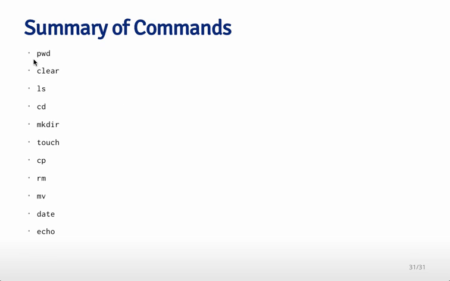So the summary of commands are pwd, which is print working directory and tells you what directory you're in. Clear, which clears the screen. ls, which lists the files in the current working directory. cd, which allows you to change working directories. mkdir, which creates a new directory. Touch, which creates a new file. cp, which copies a file. rm, which removes a file or directory if you use the -r flag, sorry. And mv means moving a file or renaming a file. And then date and echo are ways to look at the date or to echo out a particular command.